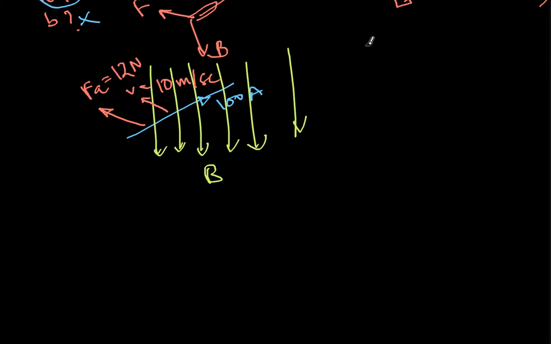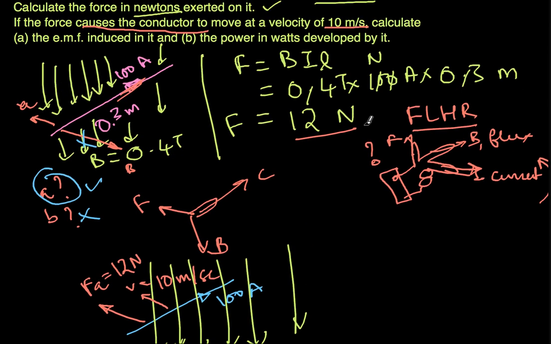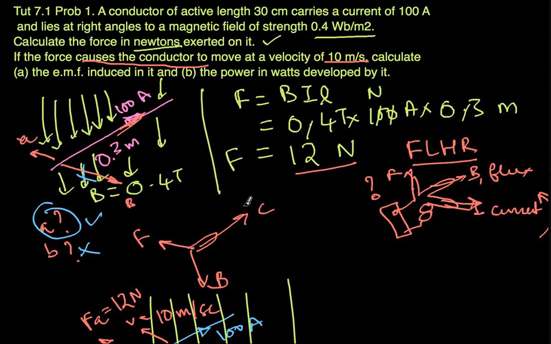Okay. So now you have a moving conductor placed in a magnetic field. It will experience a force. So a moving conductor placed in a magnetic field will experience some force. Sorry, an EMF is induced in it. Okay. So calculate the EMF induced in it.